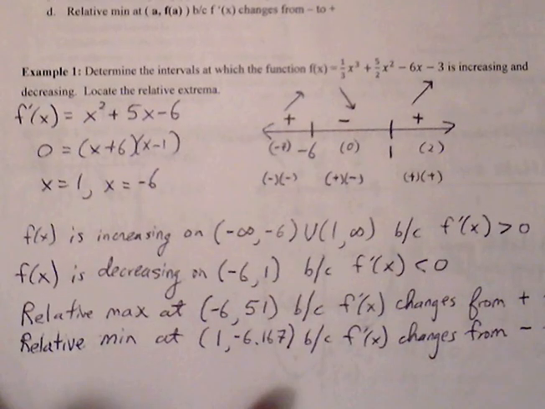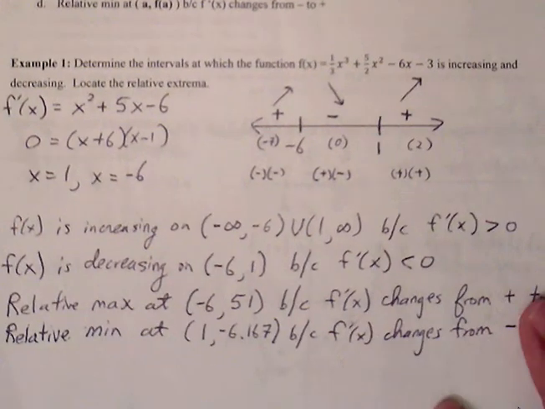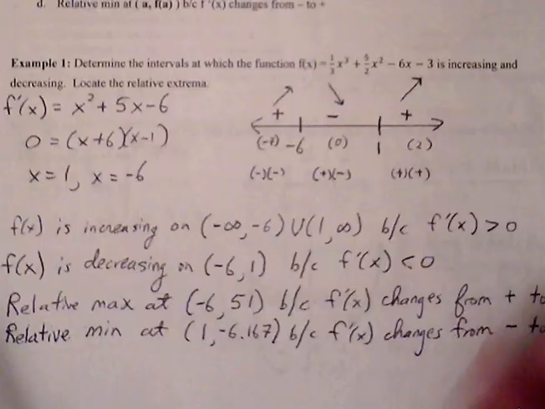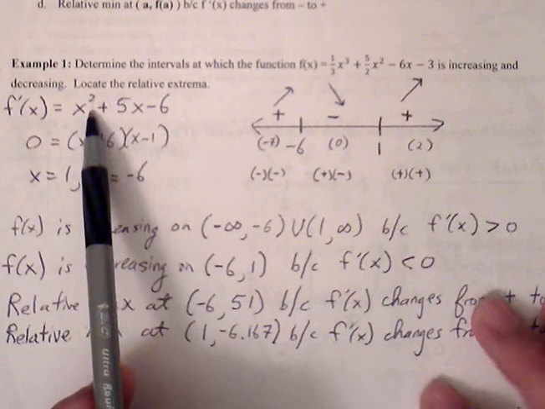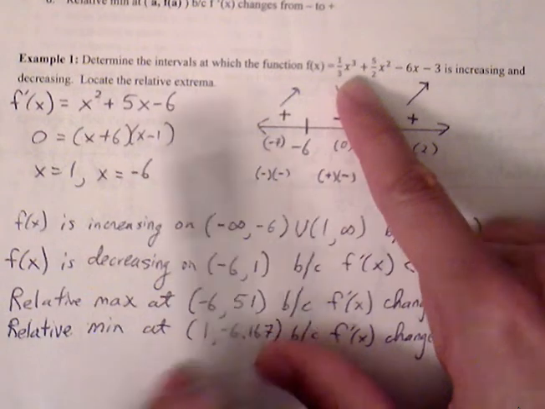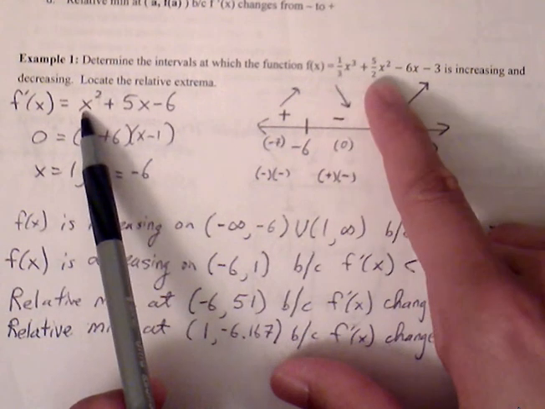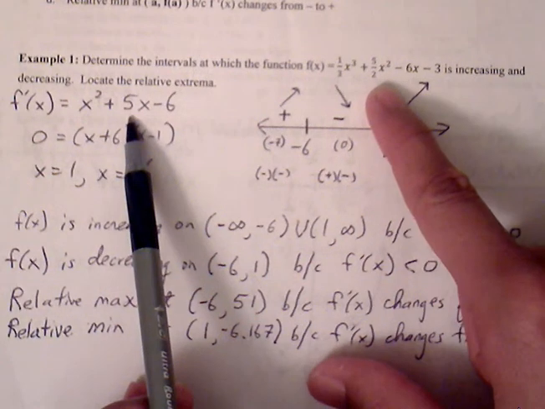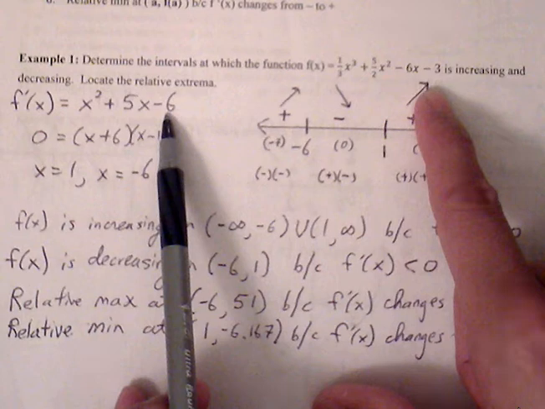Let's look at example 1. Determine the interval at which the function is increasing and decreasing. Locate the relative extrema. So we go through our steps. First thing we do is find a critical point. To do that, we find the derivative. So the derivative of 1/3 x cubed becomes x squared, because we bring down the 3, and the 3 and 1/3 will cancel out. 5/2 x squared becomes 5x. Negative 6x becomes negative 6. Negative 3 goes to 0.